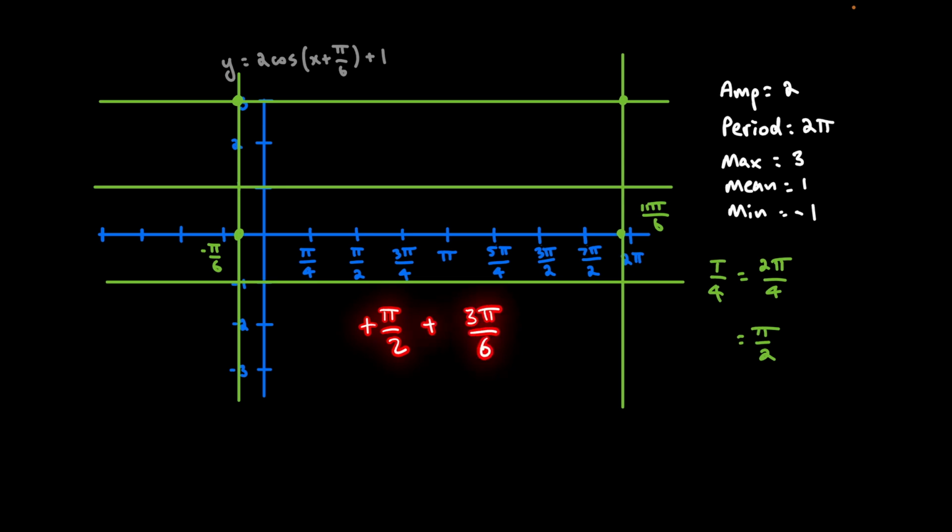We're going to draw a graph every 3 pi on 6. So plus 3 pi on 6 to this will be the same as 2 pi on 6 or pi on 3, which is over here roughly. Okay, that's roughly 60 degrees.